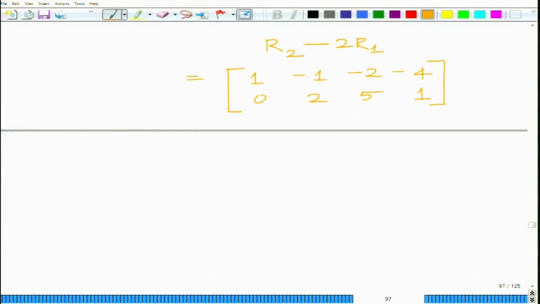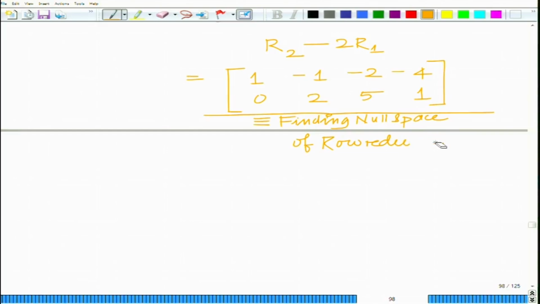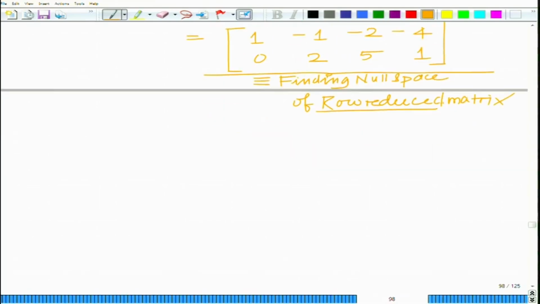And now, this is the equivalent matrix after row operations, and what you can show is that finding the null space of this matrix is equivalent to finding the null space of this row reduced matrix. So, we will find the null space of this matrix, which we can find as follows.